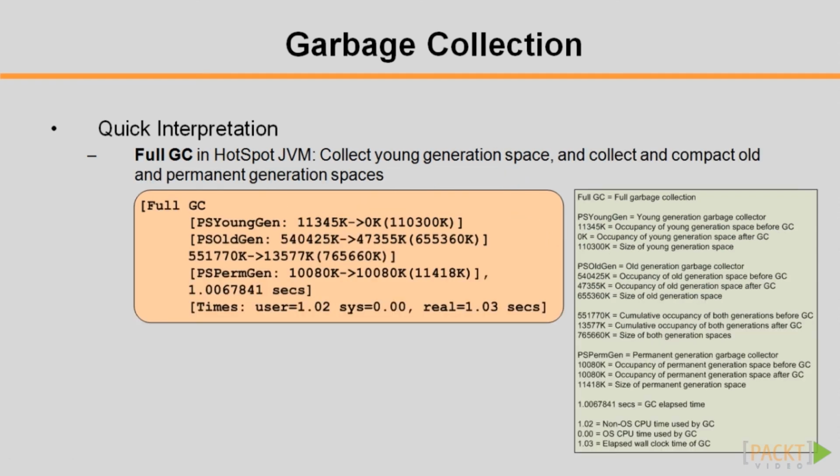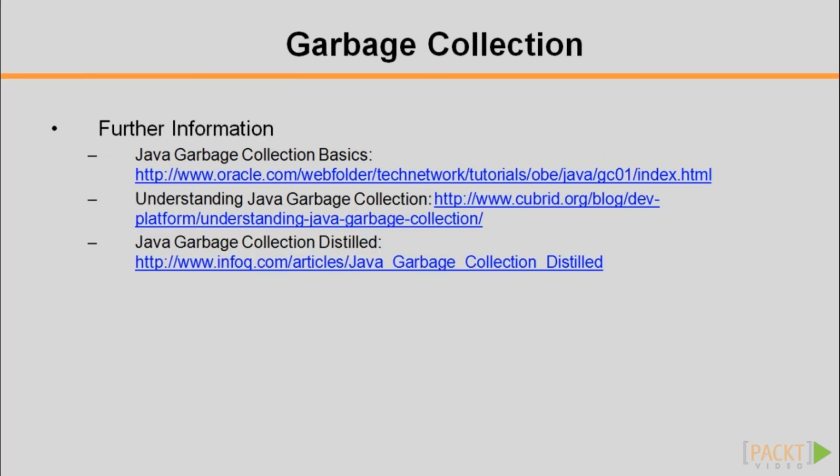Full GC that collects young generation spaces, collects and compacts old and permanent generation spaces, is recorded with the syntax shown on the screen. It's much longer than minor GC. A keyword full indicates a full GC. Both the size change of generation spaces and the GC elapsed time are very important. GC is a broad and important topic, and you may visit the provided web pages for further information.